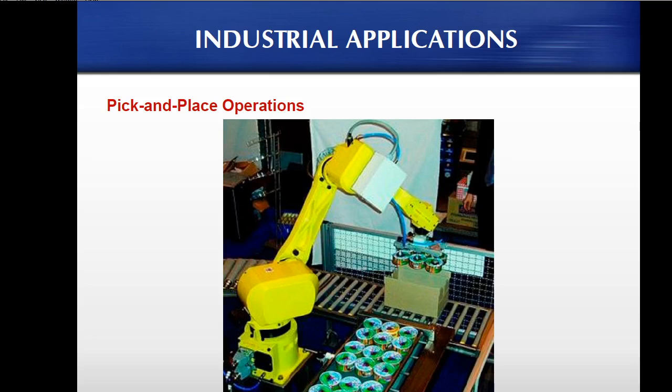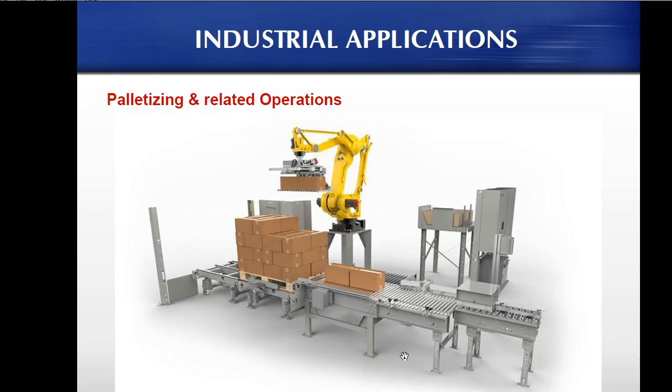The first basic operation of robots inside the industry is pick and place. From the slide itself you can see the robot has a vacuum gripper which is going to pick around 6 pieces from this tray and place them onto the cardboard box here. This is just a pick and place operation. Then we have palletizing and related operations.